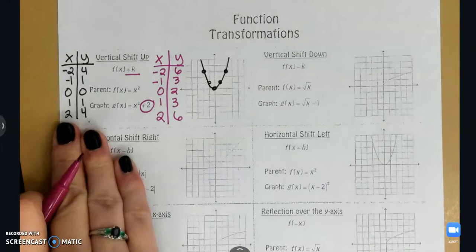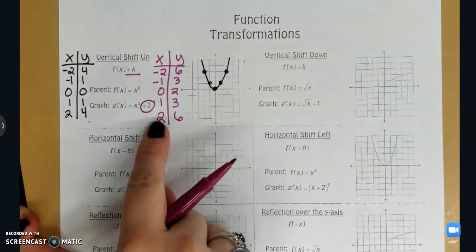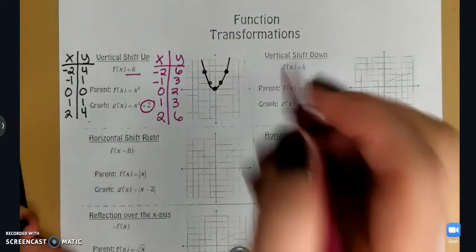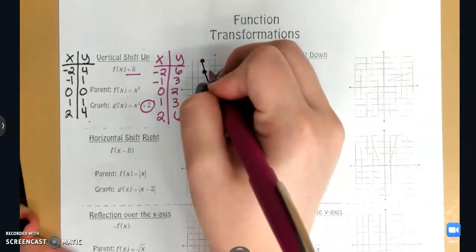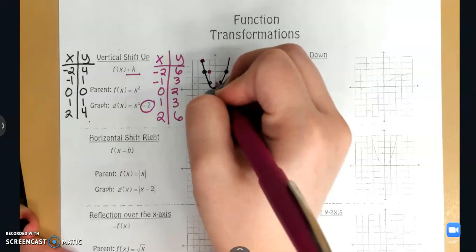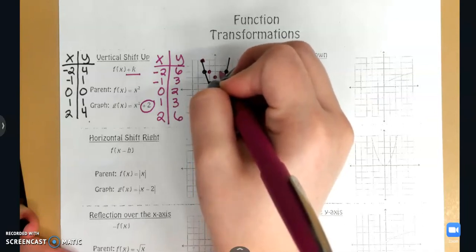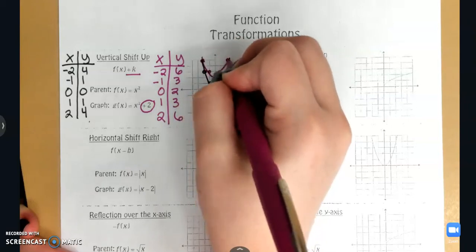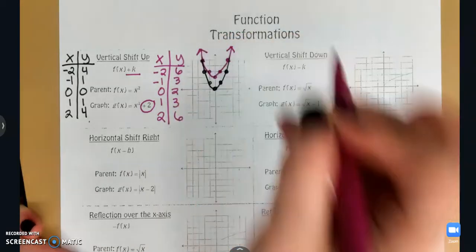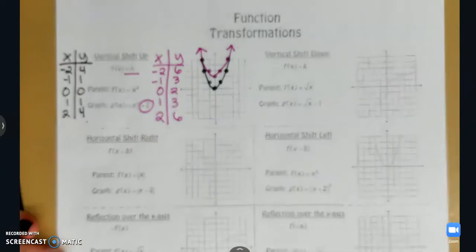So this was my parent function points, this is my transformed function points, and I'm just going to plot them now on my graph. And draw in my transformed function. It's still a parabola, we just shifted it up 2 units. Okay.